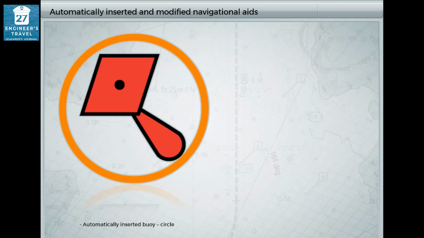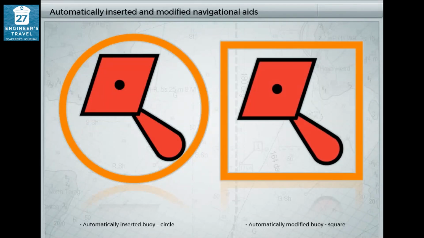The illustrations show automatic chart updates. Illustration 1 shows a lateral mark symbol, identified as newly inserted by the orange circle surrounding it. Illustration 2 shows a modified lateral mark, identified by the orange square. More information is obtained on the buoys from an ECDIS interrogation report.